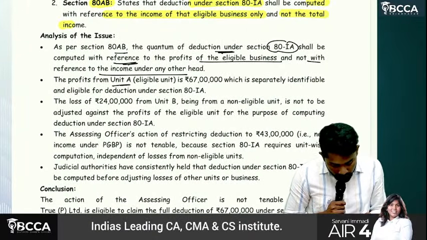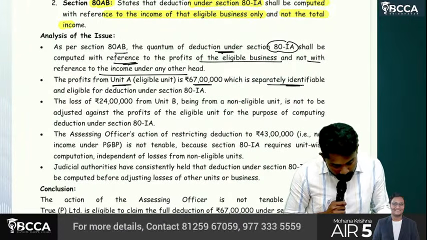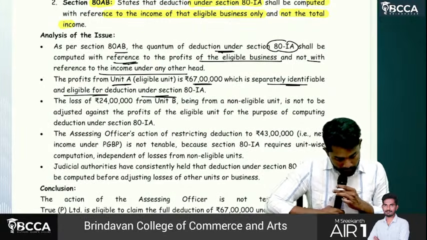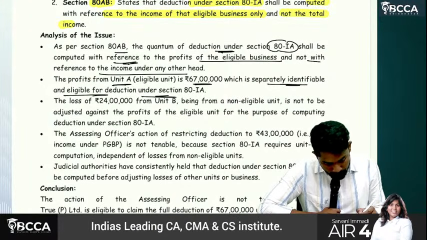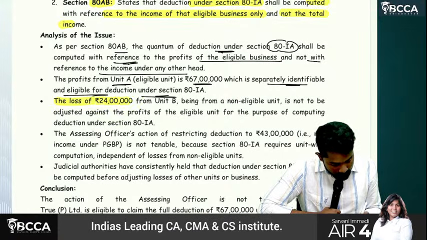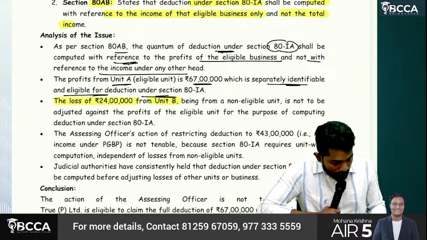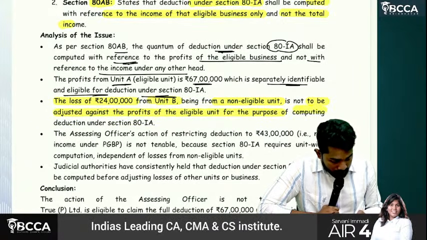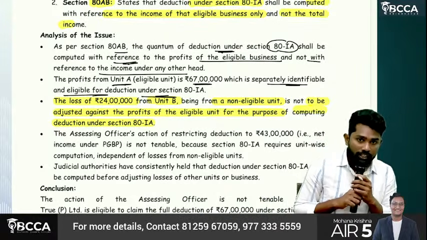So the profit of unit A, 67, is separately identifiable and eligible for deduction under 80IA. Okay, this is the important point. The loss of 24 lakhs from unit B, being a non-eligible unit, is not to be adjusted against the profit of eligible unit for the purpose of computation of deduction under 80IA.